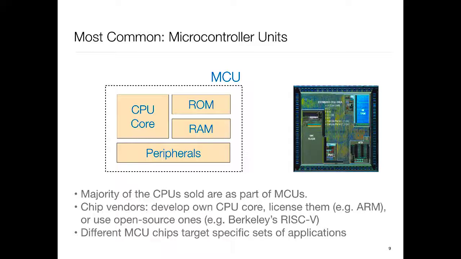Chip vendors could certainly develop their own CPU core, but that's very rare because then you are undertaking having to design compilers and everything like that. So much more common is to license them, which is what we were talking about earlier. ARM is the dominant player when it comes to licensing of CPU cores, or in the recent 4 or 5 years, the Berkeley RISC-V has emerged. There are other open source cores also.